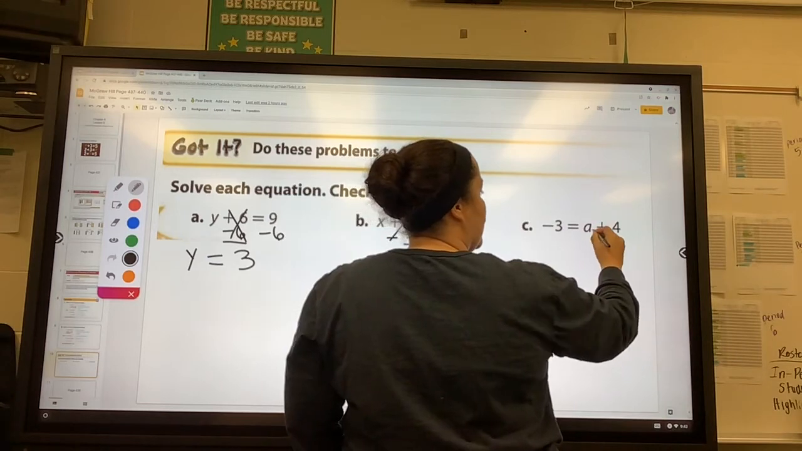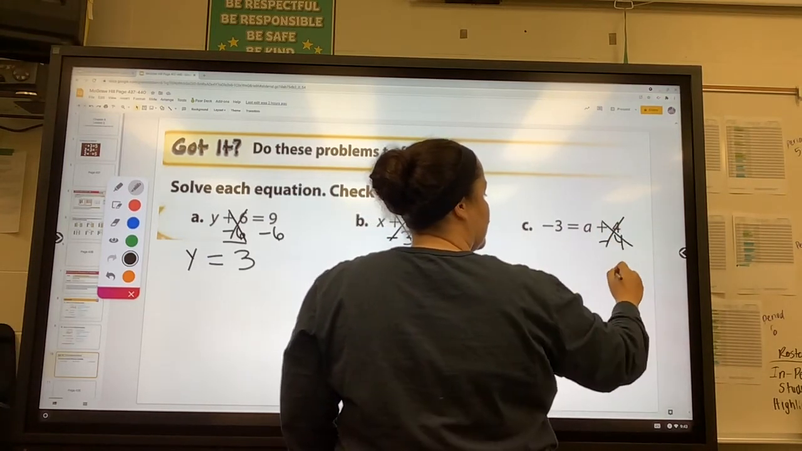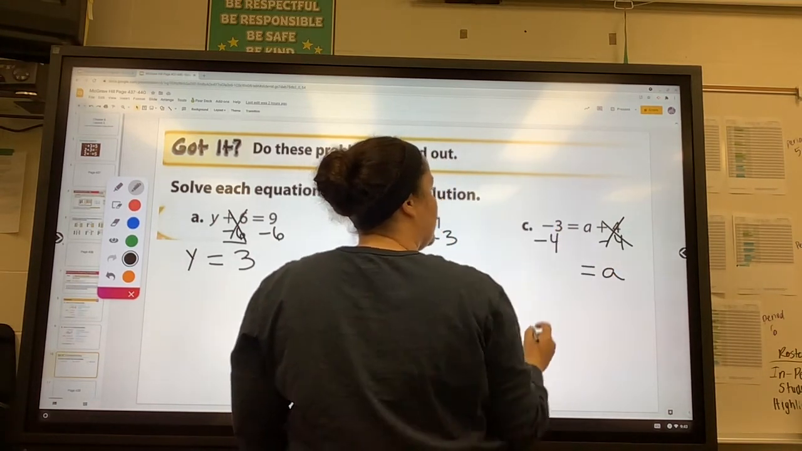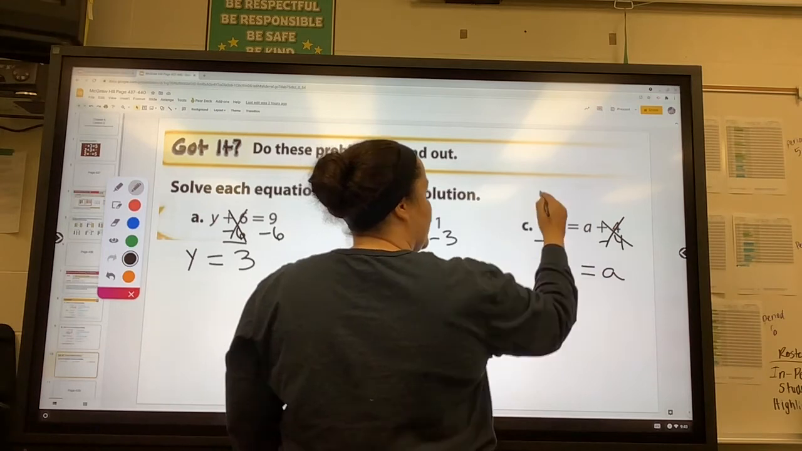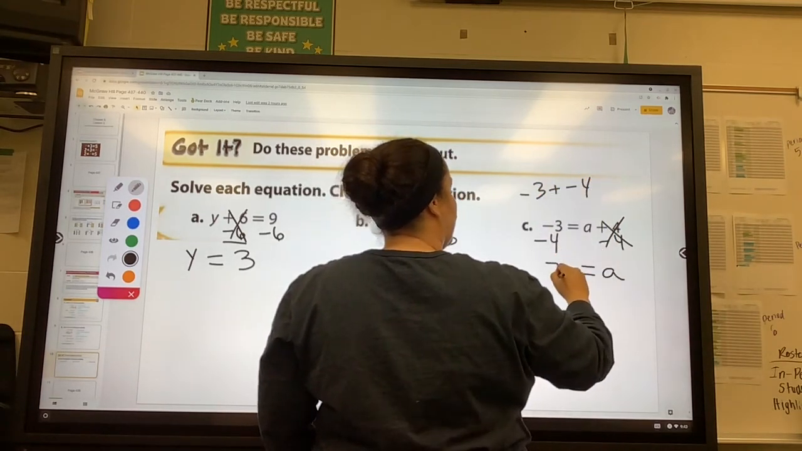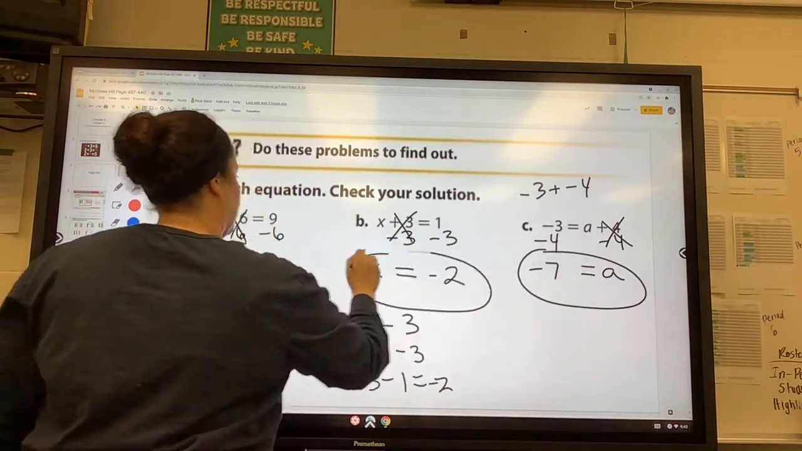We want a by itself, so I'm going to subtract 4 from this side. Those would cancel out. You'd be left with a. And then this would be minus 4, but this is actually minus 3 plus minus 4, which is 3 plus 4 is 7, negative 7. So those are my answers.